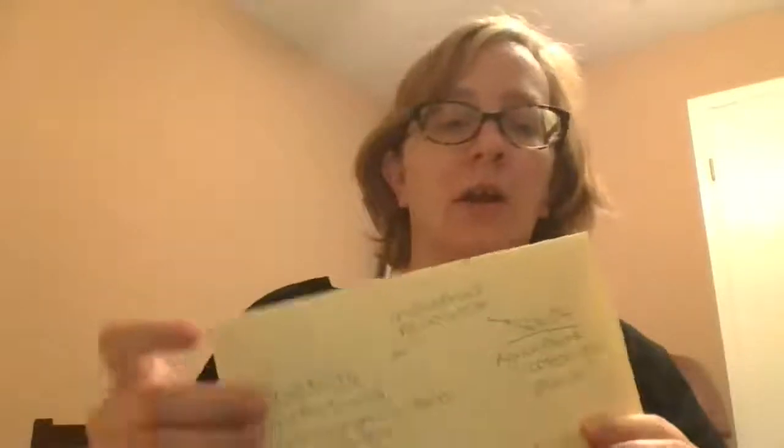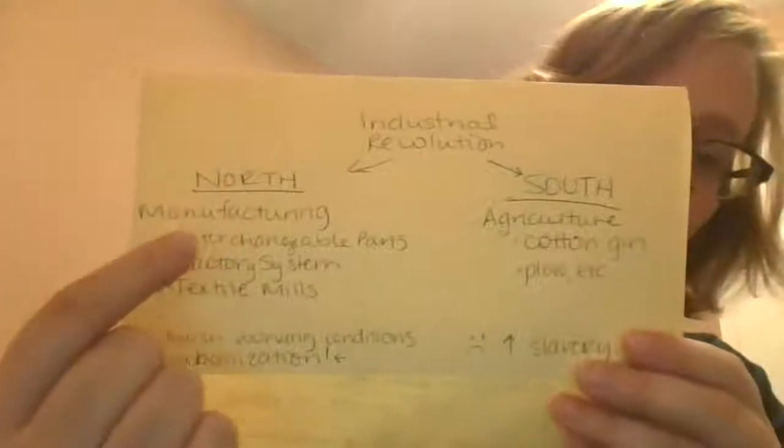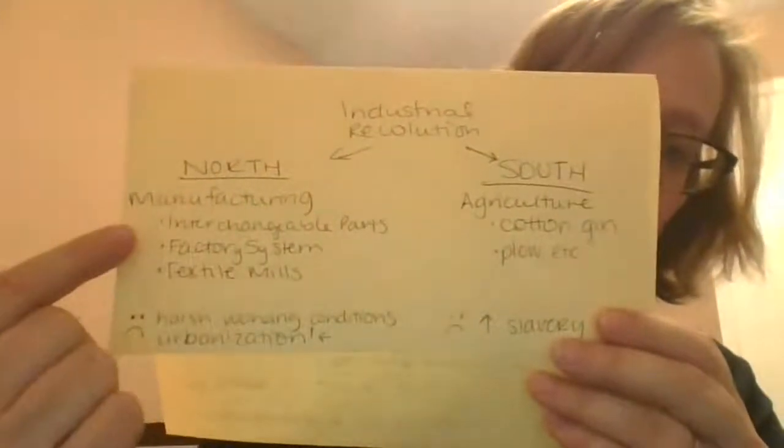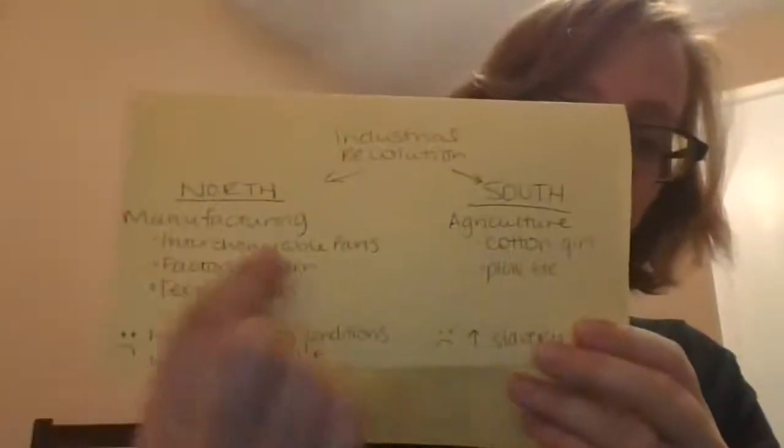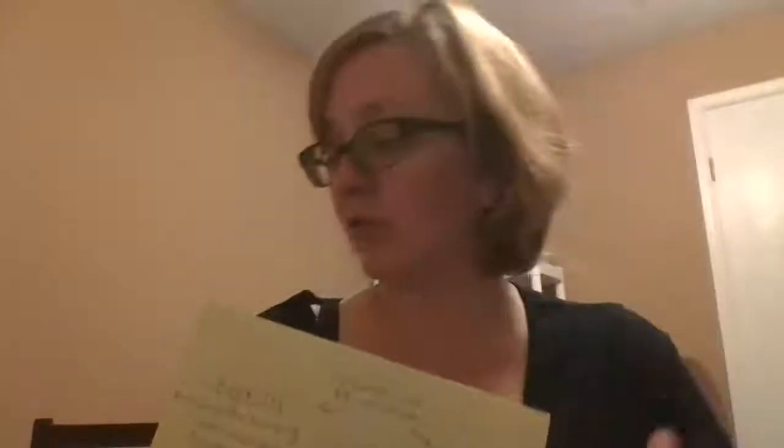So, you're going to break the Industrial Revolution into two parts, the North and the South. Okay? Because there's two different things going on. The Industrial Revolution impacts the North and the South in different ways. In the North, this is where you're getting all of your manufacturing happening. It's because of interchangeable parts, which is introduced by Eli Whitney.